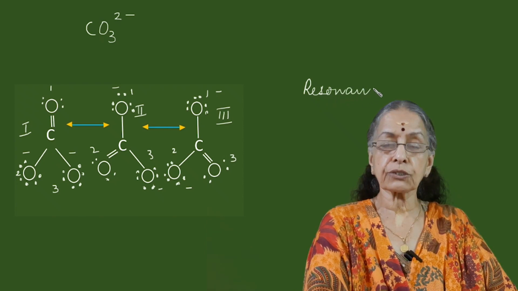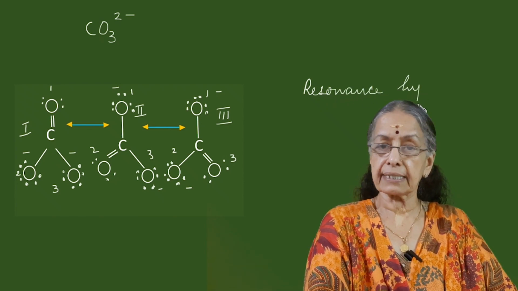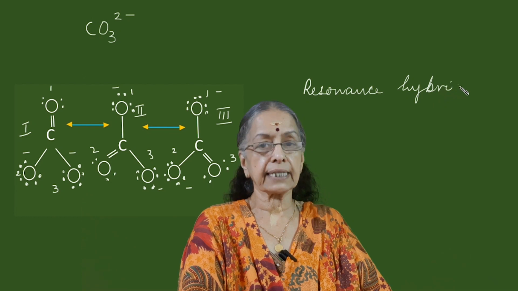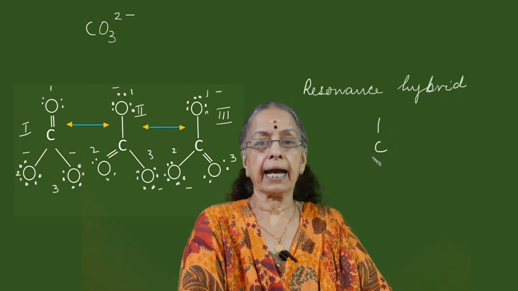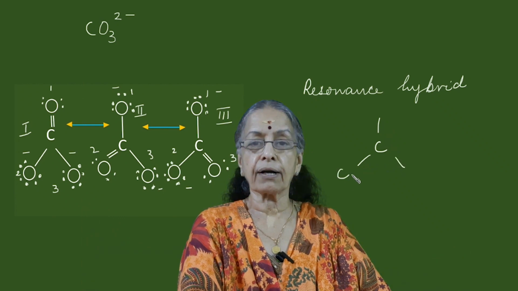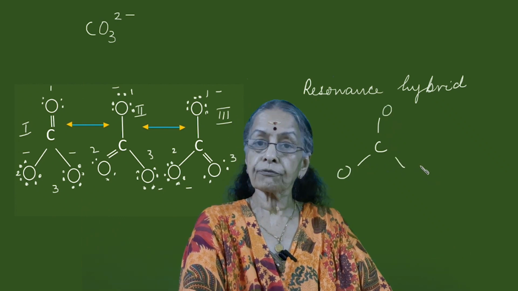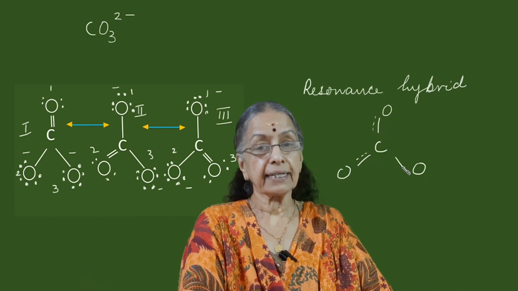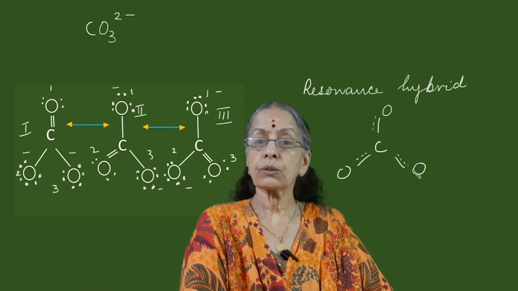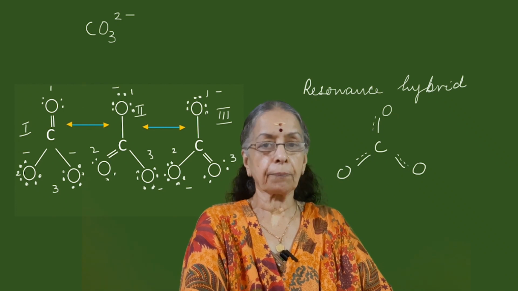It is very easy to draw the carbon atom in the center and three oxygen atoms around it, and each bond has partial double bond nature. Any two of the three oxygen atoms will bear the negative charge. So I have not shown the lone pairs.